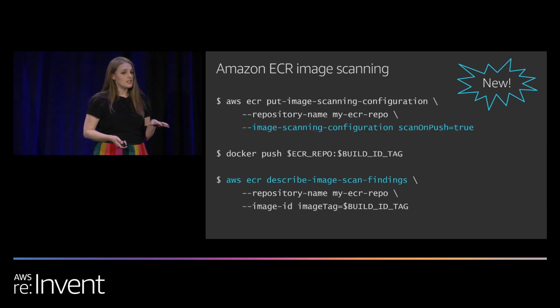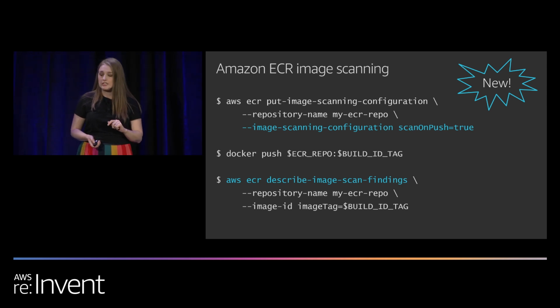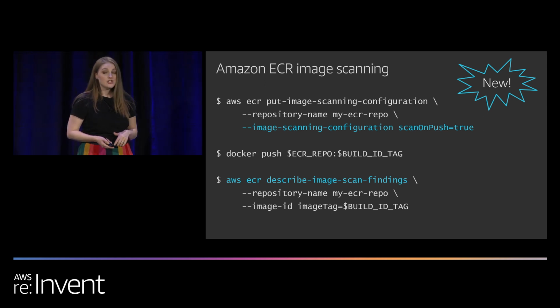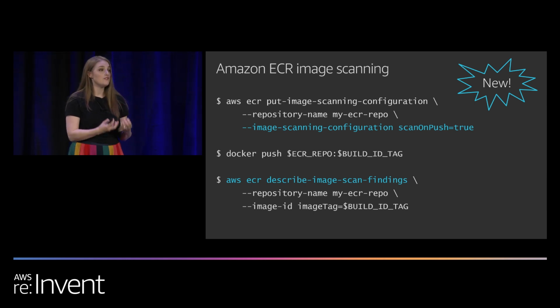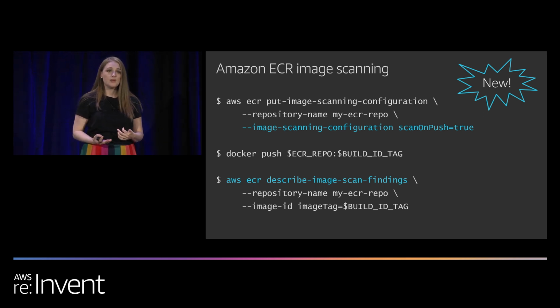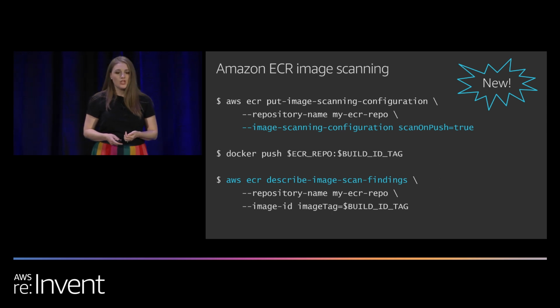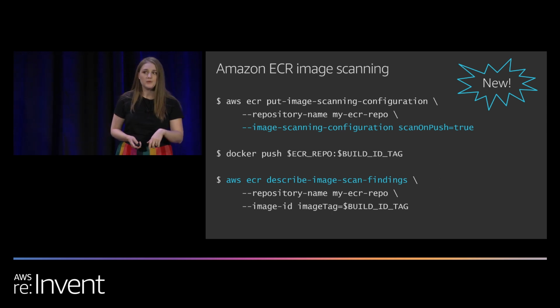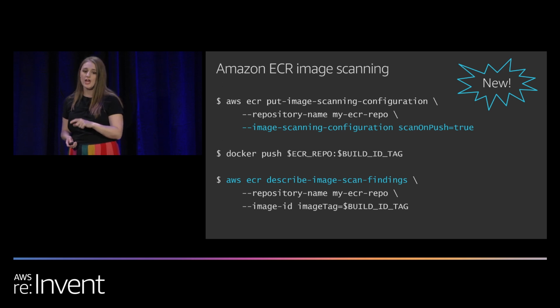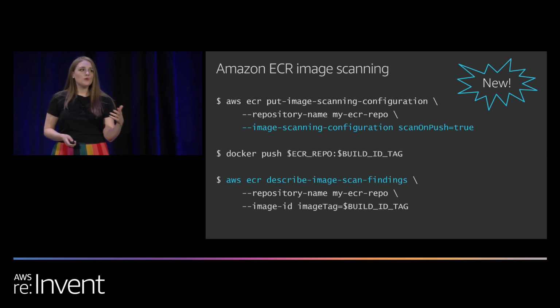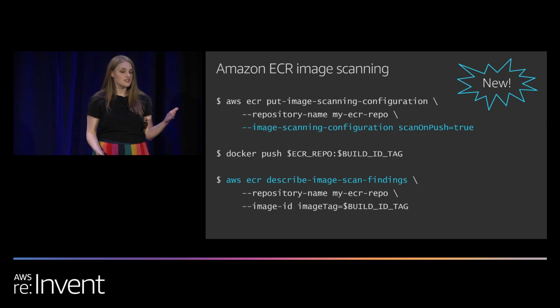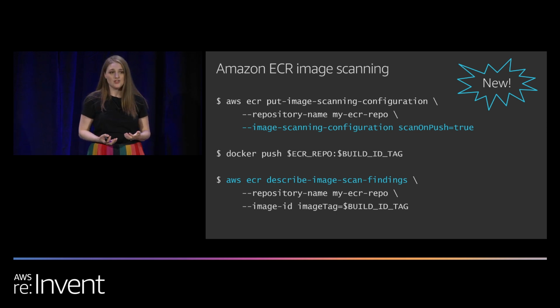So ECR recently released image scanning, image vulnerability scanning for ECR repositories. So this is a new feature where you can configure your ECR repository to automatically scan your image for known vulnerabilities. It'll look for what are the different libraries you have installed in your Docker image, and are there any open CVEs for those libraries. So as soon as I push as part of my build, then I can turn around and describe image scan findings, and that will return all of the vulnerabilities ECR has found, as well as the severity of those CVEs.